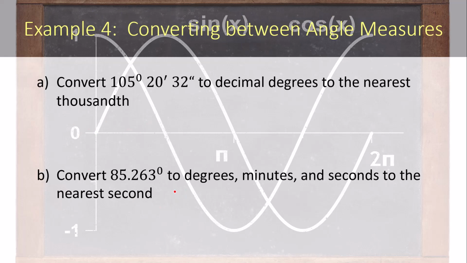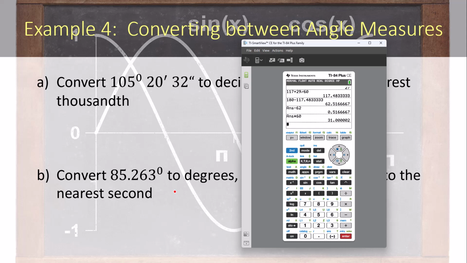Now, the next thing that we're going to need to do in this example is convert to decimal degrees for the first one, and then to DMS for the second one. The first one's relatively straightforward. That's just going to be 105 plus 20 divided by 60 plus 32 divided by 3,600. And that will give me 105.342 degrees, because we only want to go to the nearest thousandth.